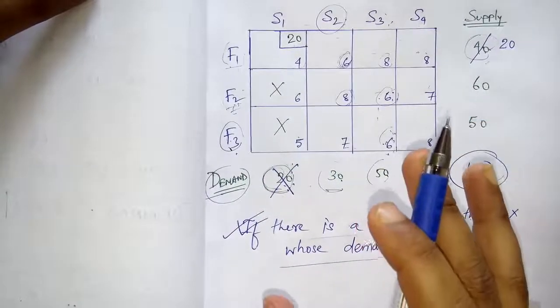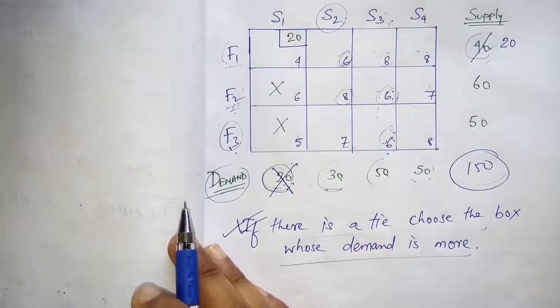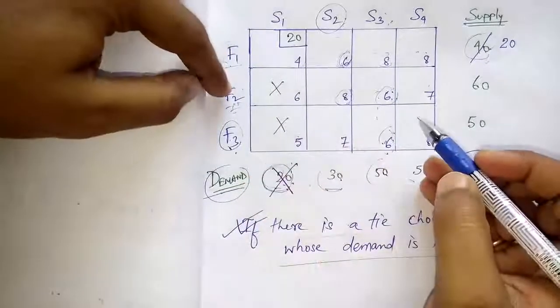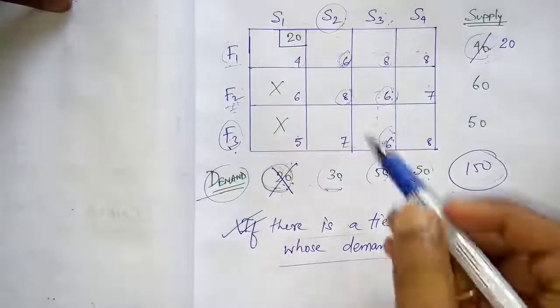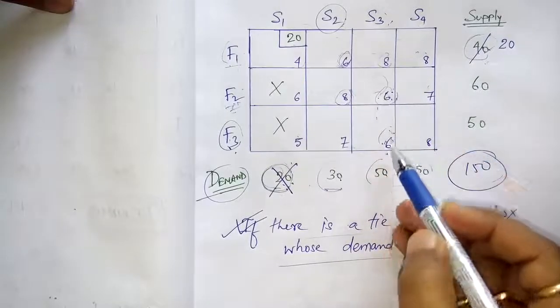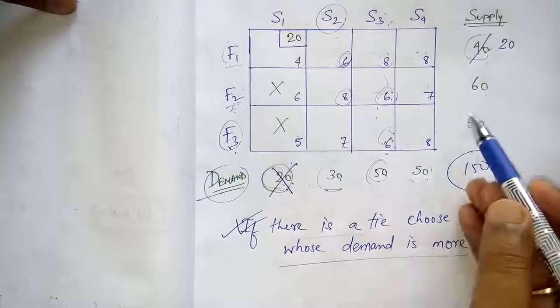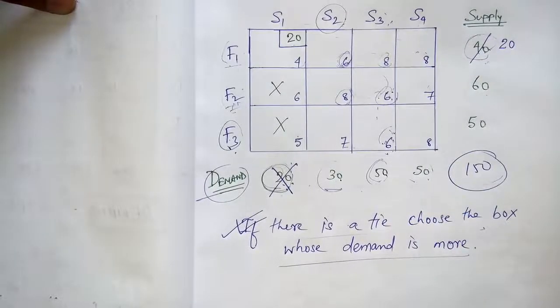The thing will be same. Okay. In your home, you try both the things and check whether the answer is same or not. So if suppose I am choosing this box, what is the demand? 50. What is the supply? 60. If the demand is less than the supply, fulfill that demand.